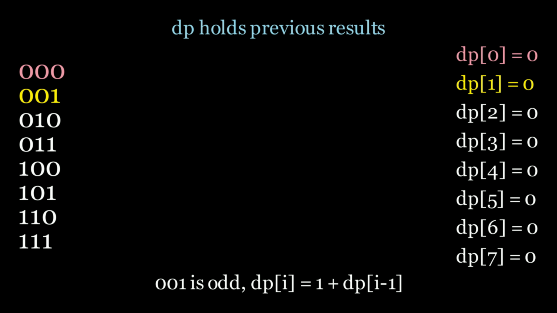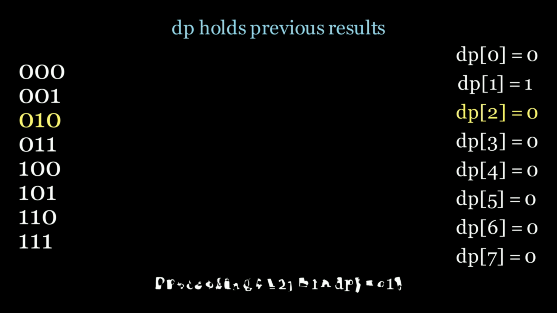So if we're odd, we're going to say dp[i] is equal to 1 plus dp[i - 1]. That's going to be the formula we use for odd numbers. So let's update that to 1. And now let's move on to the next element.